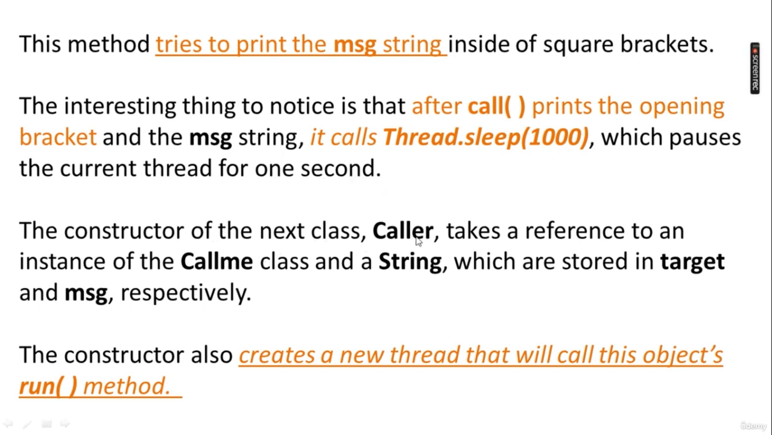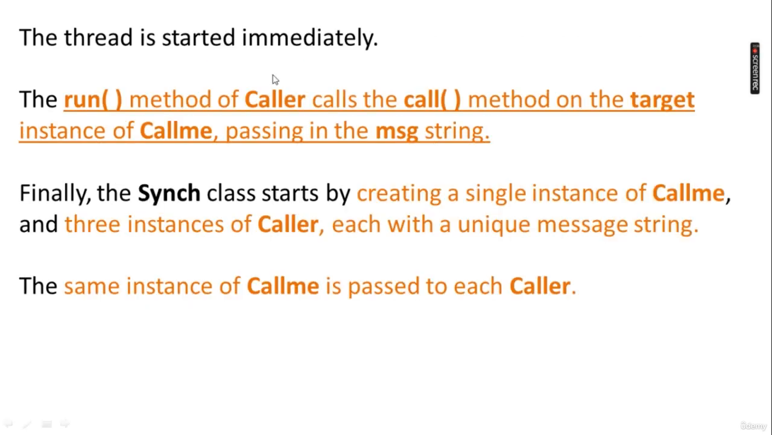The constructor of the next class, Caller, takes a reference to an instance of CallMe and a string, which are stored in target and message respectively. The constructor also creates a new thread that will call this object's run method, and the thread is started immediately. The run method of Caller calls the call method on the target instance of CallMe, passing the message string. Finally, the Sync class starts by creating a single instance of CallMe and three instances of Caller, each with a unique message string. The same instance of CallMe is passed to each Caller.